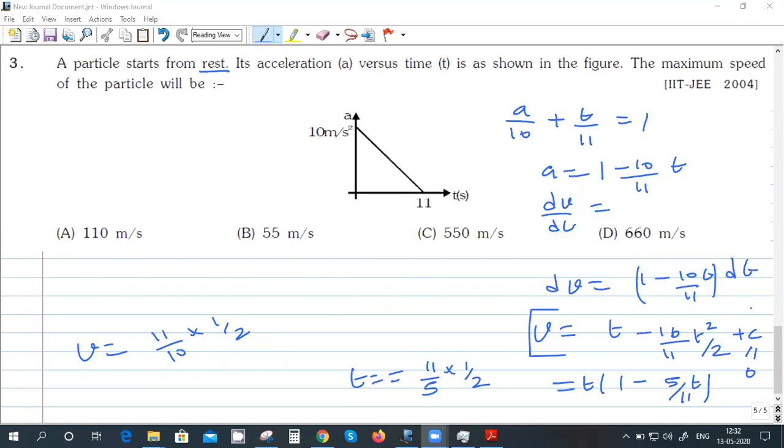A is 1 minus 10 by 11 t, right? This is correct, no? Yes, sir. This one is correct. Yes.